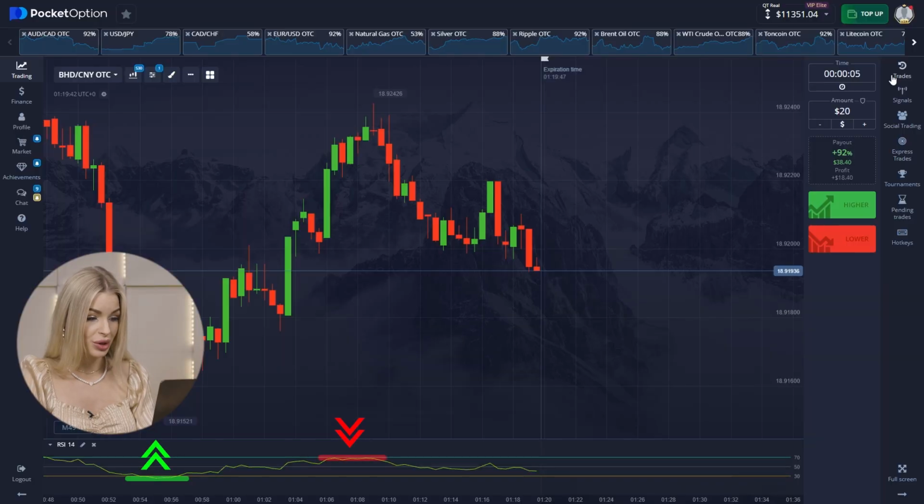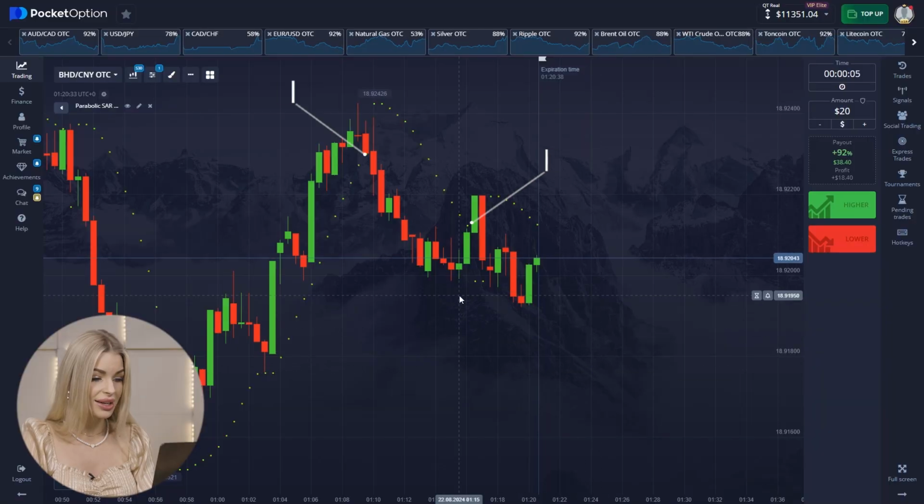It is very easy to use. If the indicator reaches 70, you can think about a downward deal. If it drops below 30, start betting on growth. The indicator is not very accurate, so its signals need to be properly filtered.